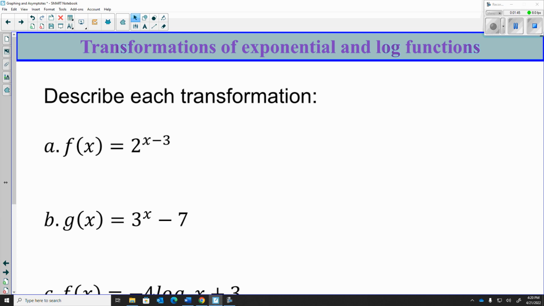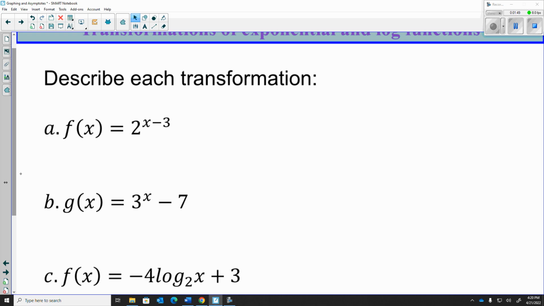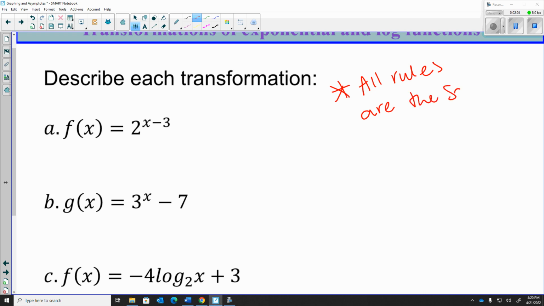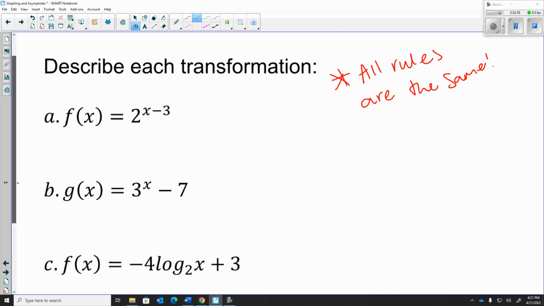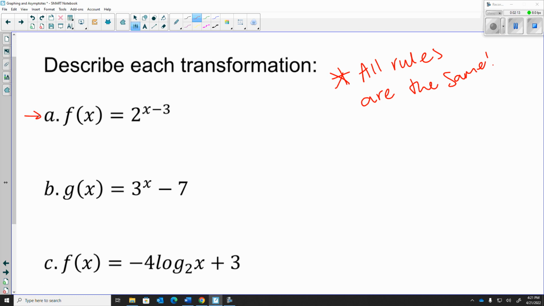Here's the deal. All the transformation rules are the same, as they always are. So all the rules from before, like with moving up and down, left and right, flipping, all that kind of stuff, all the rules are the same. It just looks a little bit different. Okay, so let's look at A. F of x equals 2 raised to the x minus 3 power.